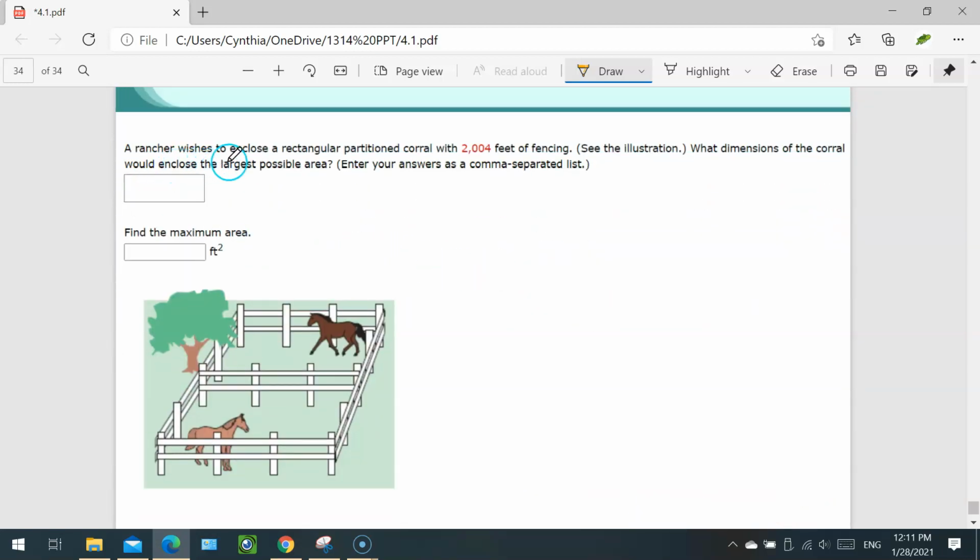A rancher wishes to enclose a rectangular partitioned corral with 2004 feet of fencing. So what dimension of the corral would enclose the largest possible area? So we need to find the dimension, which means we need to find the length and the width in order to get the largest possible area. Again, this would be the maximum value on the y-axis, which means your vertex point on y.